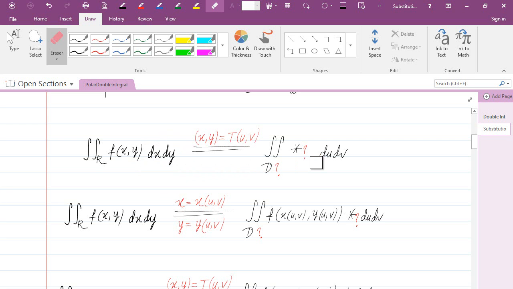So the question here is, if I have an integral like this, then I do a substitution. That is, I substitute the variables x and y with the variables u and v via some function T, and we're going to assume that T has an inverse function. Then the question is, the new integral, what would be the region of integration for the new integral, and what would be the integrand for the new integral? So we will answer that question in the next video.